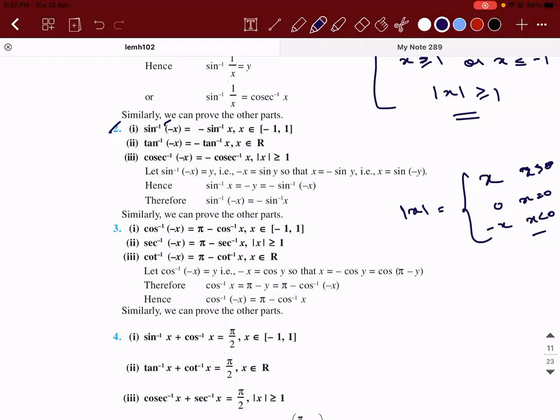So mod x is greater than or equal to 1 means this is a logic. So from this logic only you are trying to break it as mod x is equal to 1. What is the value of x? It is actually plus or minus 1. This is what you need to understand. It is plus or minus 1. The same thing is applicable for inequality.